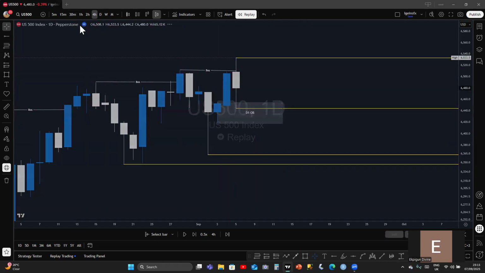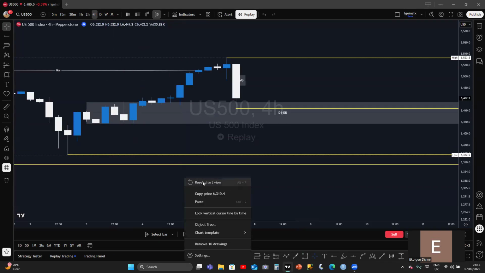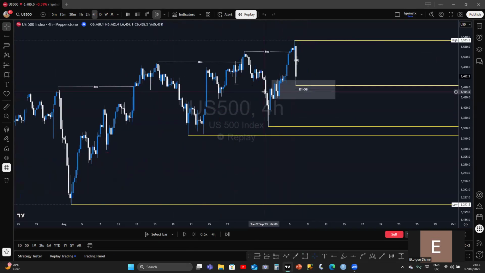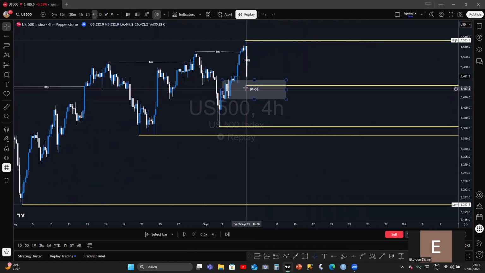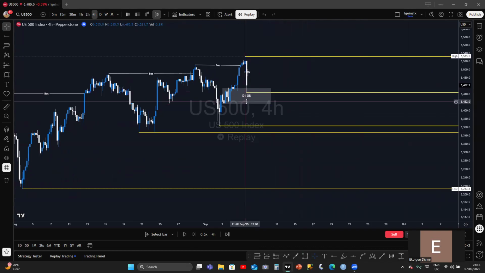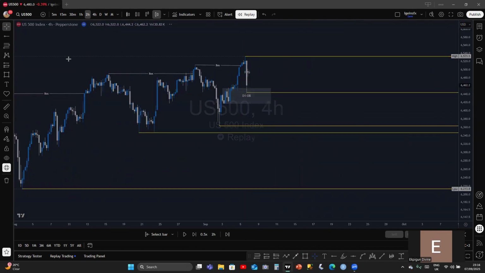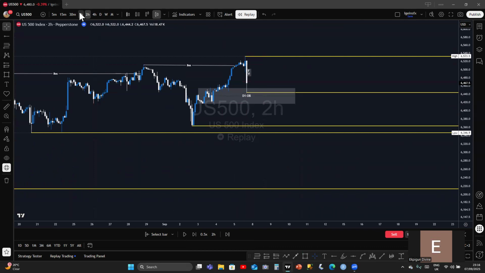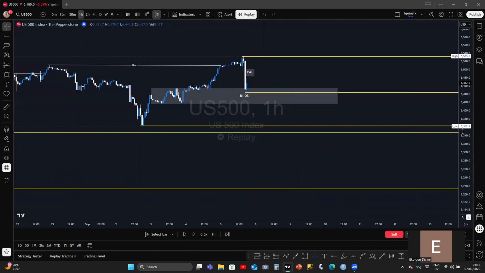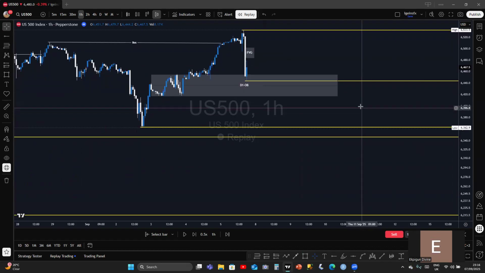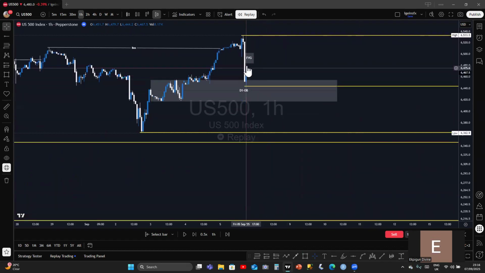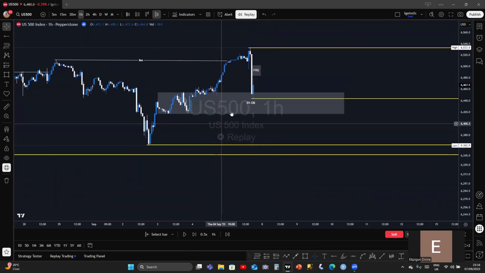And if you scale down to 4 hours, you will now see it very clearly. You see that now price has tapped and it has rejected from here. All right, you can see that it has rejected. Now, if you scale to 2 hours, 1 hour, you can now see clearly that price is reacting to it. It's preparing to push to the upside.